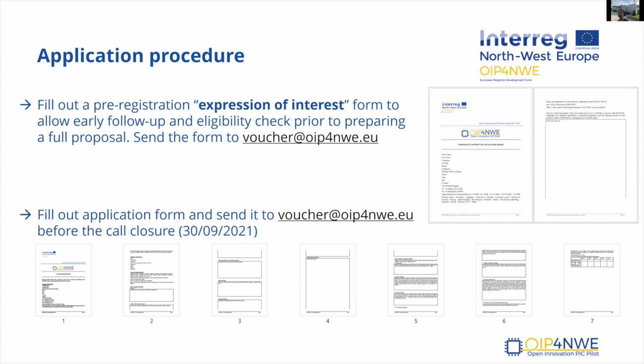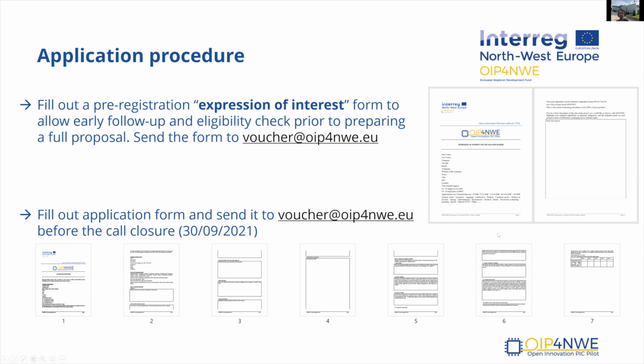To make the application procedure a bit more straightforward, we basically have 2 application documents. The first one is just an expression of interest. If you think that the call for vouchers is something for you, you can just fill out this 2-pager with very general information on contact details and a very brief description of your project case that you want to bring forward, such that we can do an early eligibility check towards all the requirements. And if that is positive, then you can proceed to filling out the full application form.